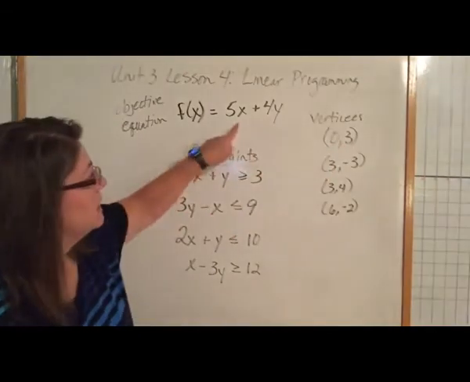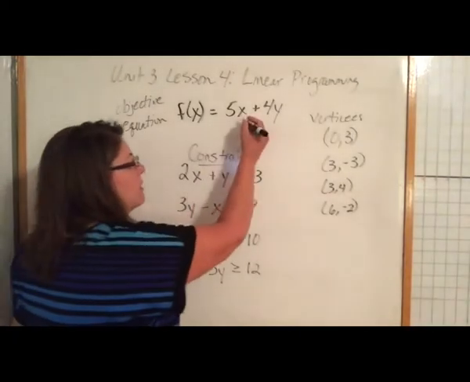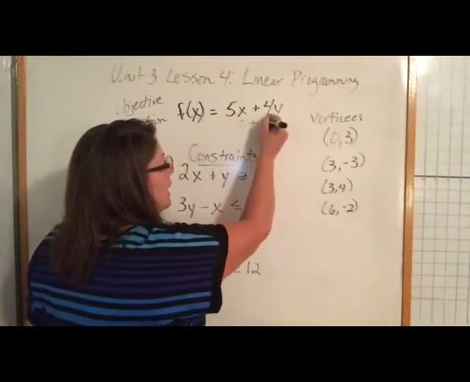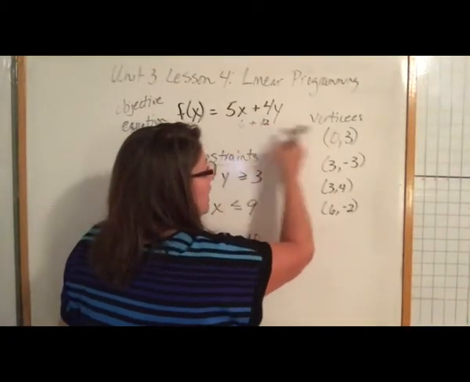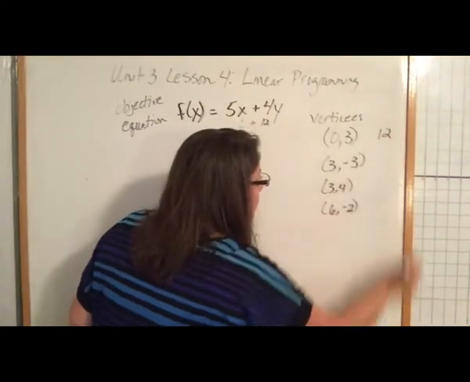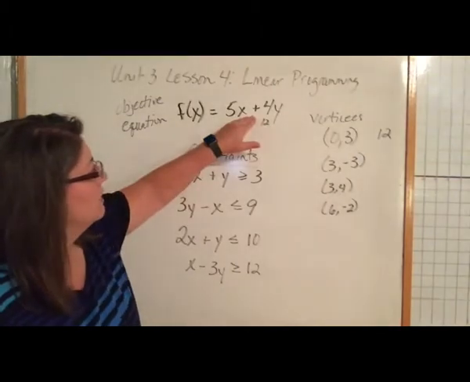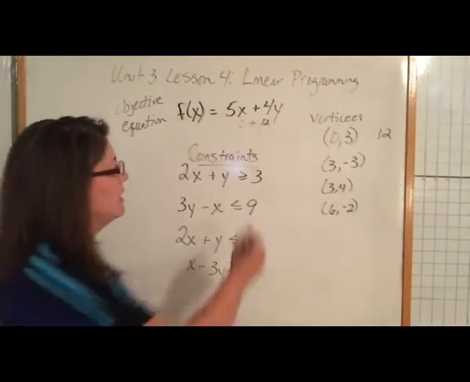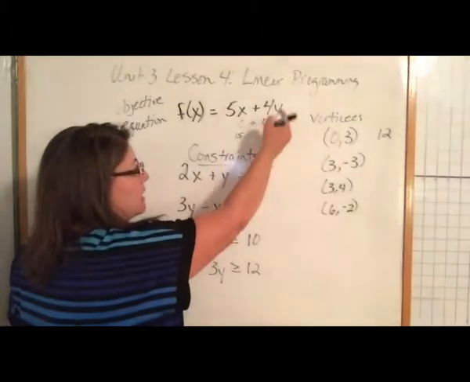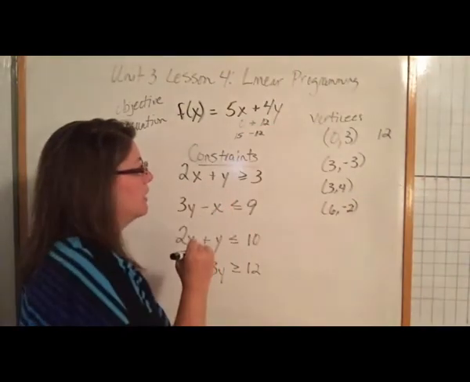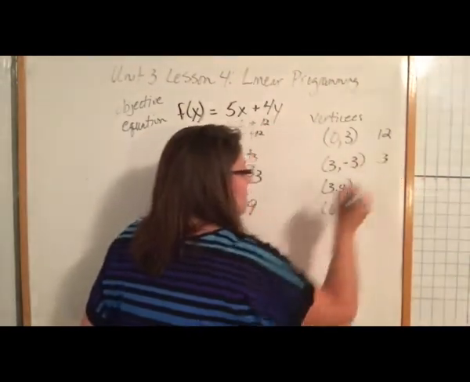If I do that, 0 in for x gives me 0, 3 in for y gives me 12. So if I add those together, I get 12. If I plug (3, -3) into the objective equation, 5 times 3 is 15. 4 times negative 3 is negative 12, giving me a 3.